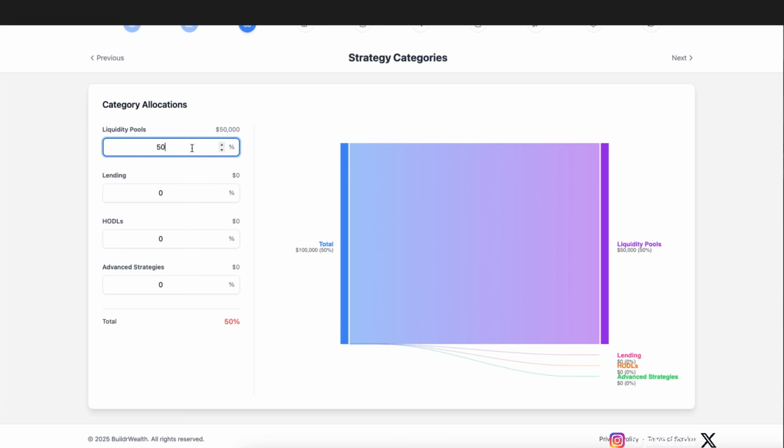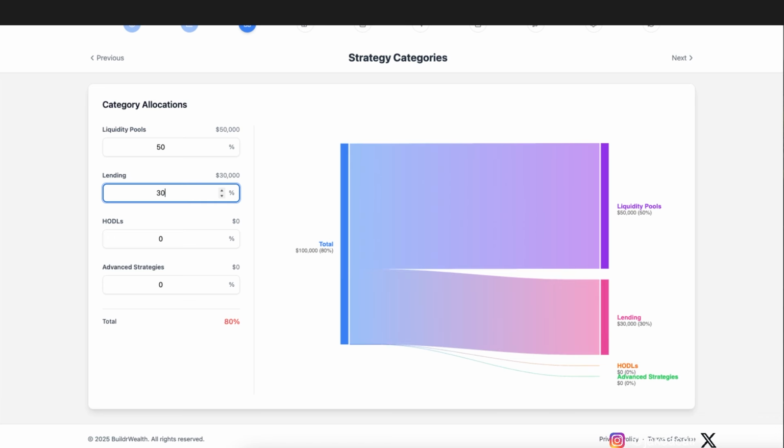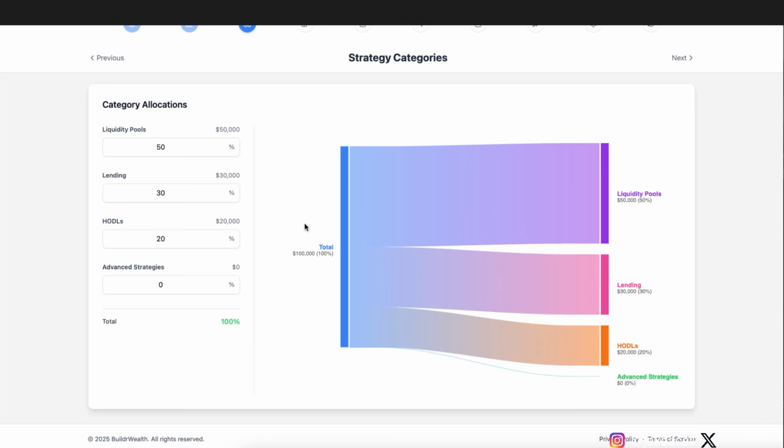So what we do with most of the clients that we work with at our DeFi Legacy program is we allocate 50% to our liquidity pools. Then we allocate 30% to lending. And then we allocate another 20% to hodls. In some cases, when we start to scale, that's where we would introduce advanced strategies.